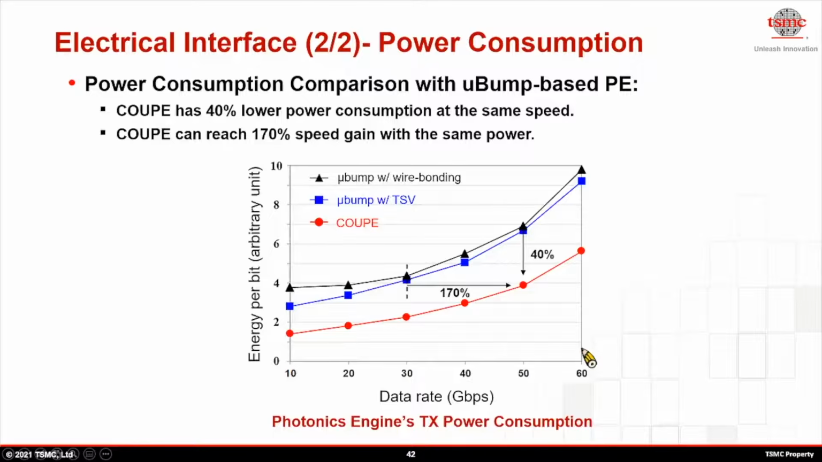This slide compares the power consumption of COUPE versus microbump, either with TSV or with wire bonding. COUPE achieves 40% lower power consumption at the same speed, and also reaches a 170% speed gain at the same power.